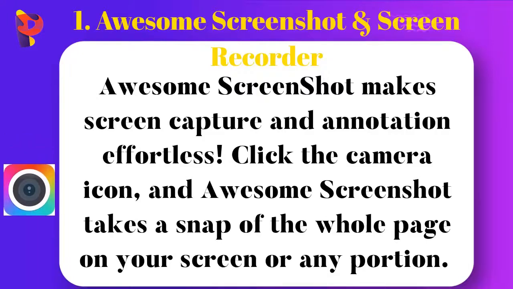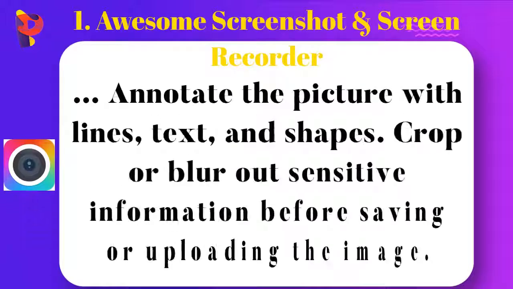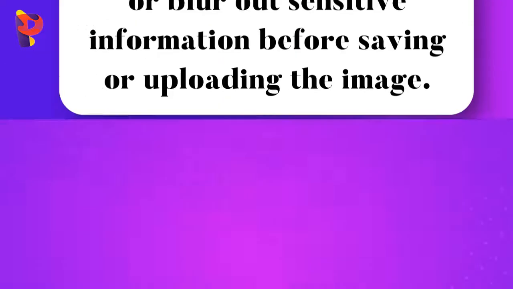Click the camera icon, and Awesome Screenshot takes a snap of the whole page on your screen or any portion. Annotate the picture with lines, text, and shapes. Crop or blur out sensitive information before saving or uploading the image.